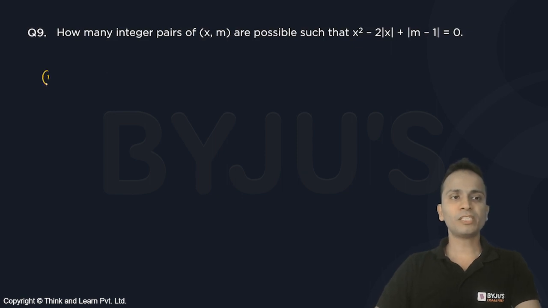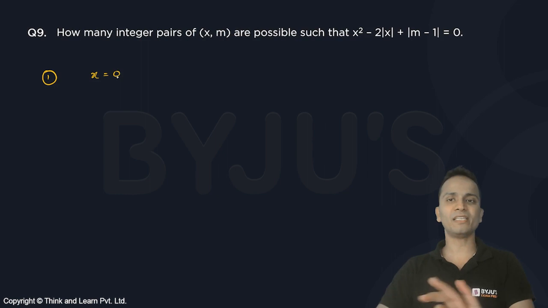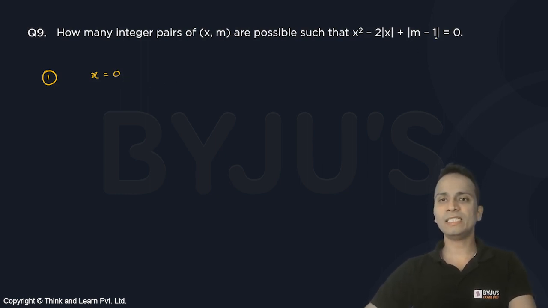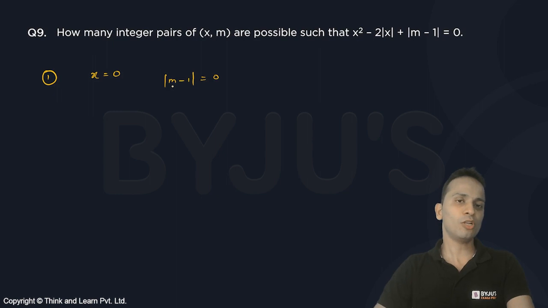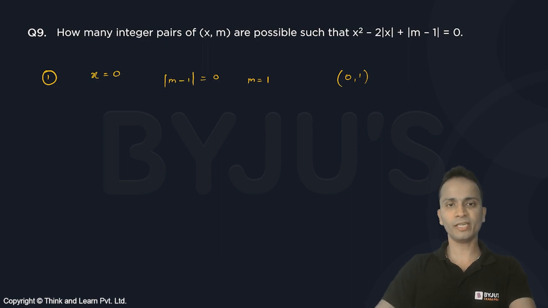So the first case will be when x is equal to 0. So I'll separate this case out. When x is equal to 0, the entire equation will be modulus of m minus 1 equal to 0. So modulus of m minus 1 will be equal to 0 when m is equal to 1. So the first set of values for x comma m will be 0 comma 1. All right, so this is the value that I have got from the first case, which is 0 comma 1.